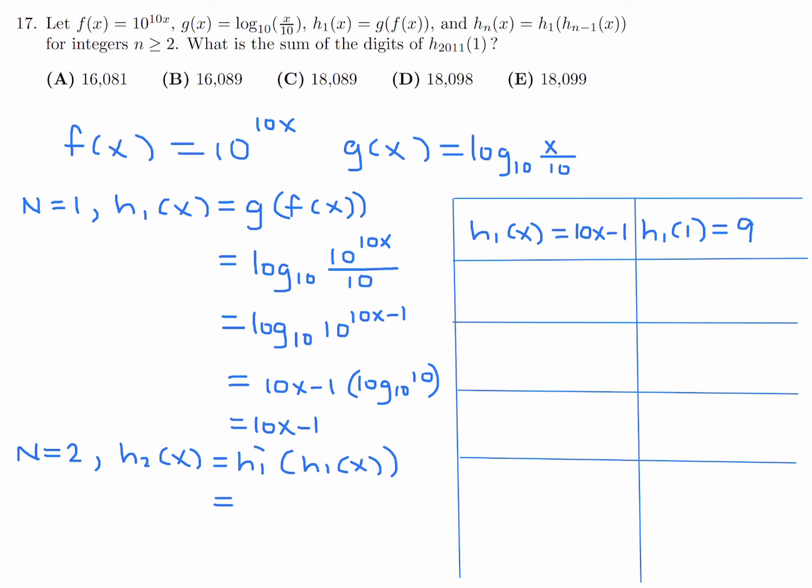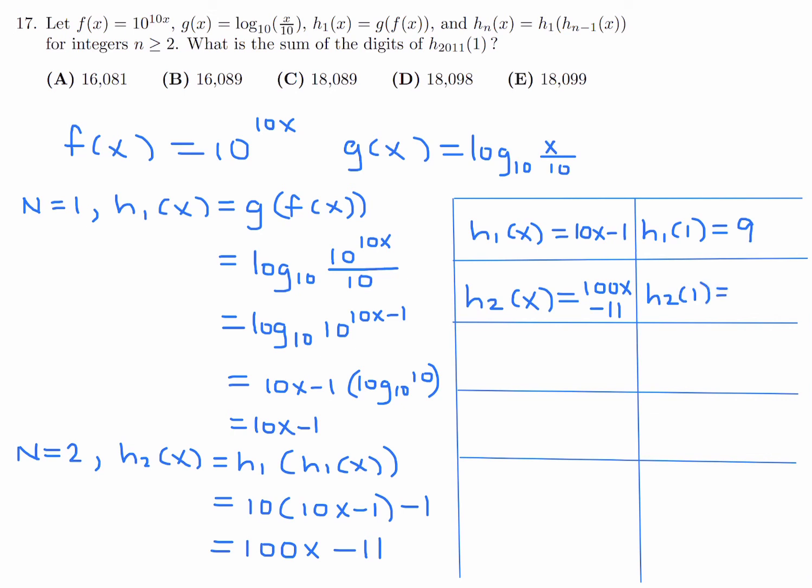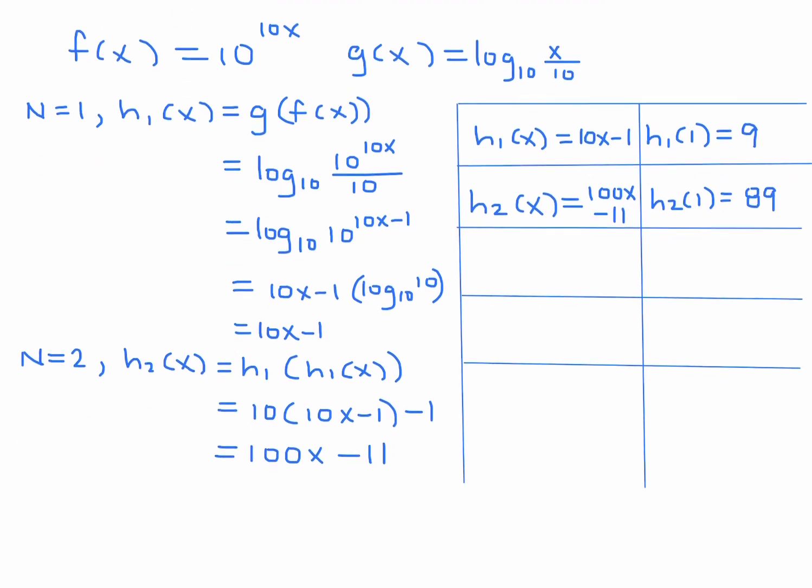And I've got to substitute that into h1. Okay, what that means is instead of x here, I'm going to put 10x minus 1. And this simplifies into 100x, and then it will be minus 10 minus 1, minus 11. 100x minus 11. So that is h2. And let's just figure out h2 at 1. When you substitute 1, you're getting 100 minus 11, which is 89. Okay, so let's keep going.